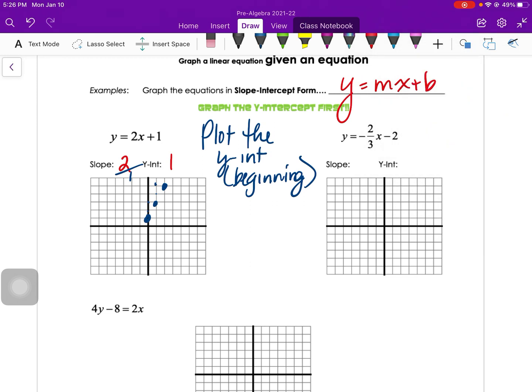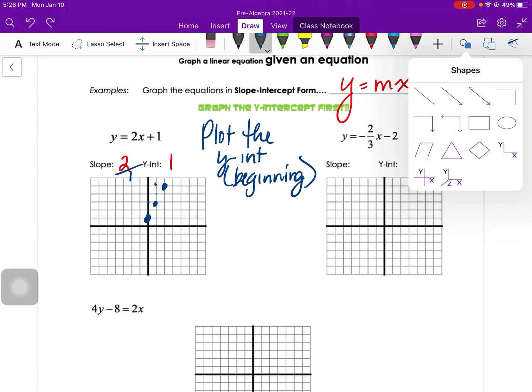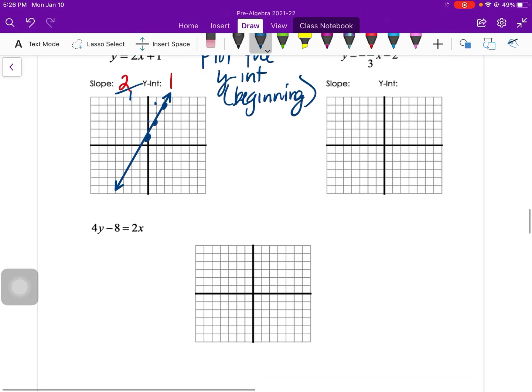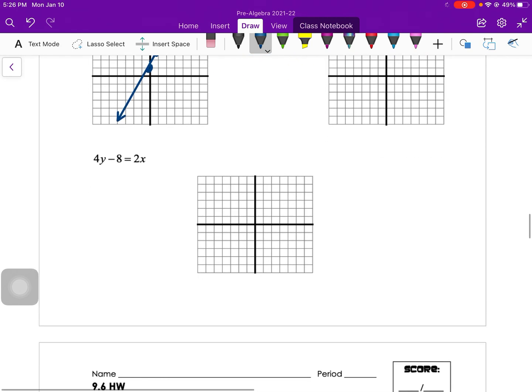I'm going to grab my shape tool, the line with an arrow at both ends. Whoops, that wasn't super great. So let's try that one more time. I'm going to pop that in there. Okay. And then we're going to do one more of those. So let's look at this next one. I'm going to skip the graph on the right, and we're going to go underneath.